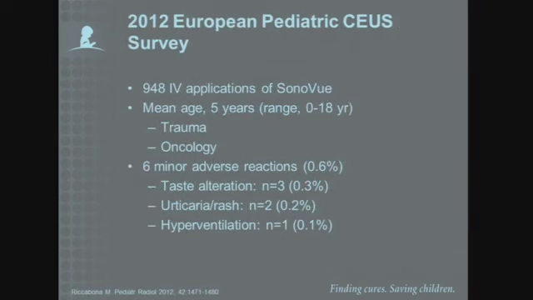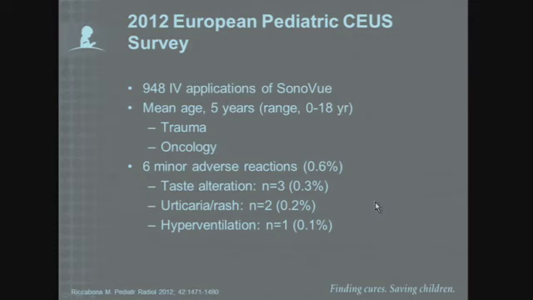So our data adds to the limited pediatric literature that is available. This is probably the largest study that's been done to look at the safety of contrast agents in children, from this very large European survey that was conducted in 2012. In this survey, there were 948 reports of IV applications of Sonoview, which is the only contrast agent that's available in Europe. In this study, the mean age of patients was 5 years, but it ranged from 0 to 18 years. And the main indications were for trauma and oncology.